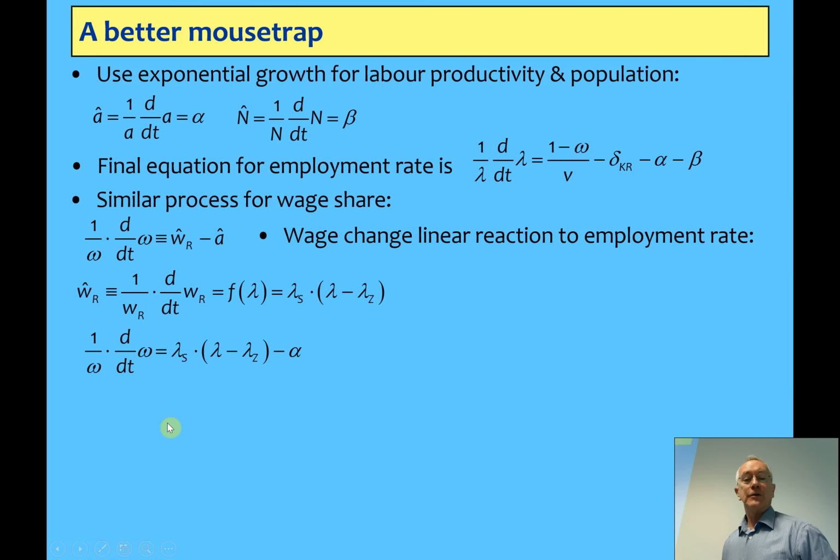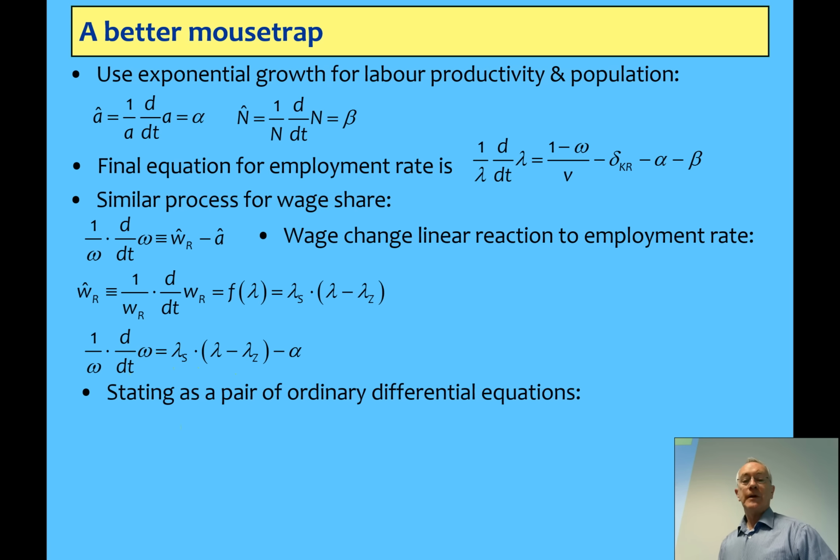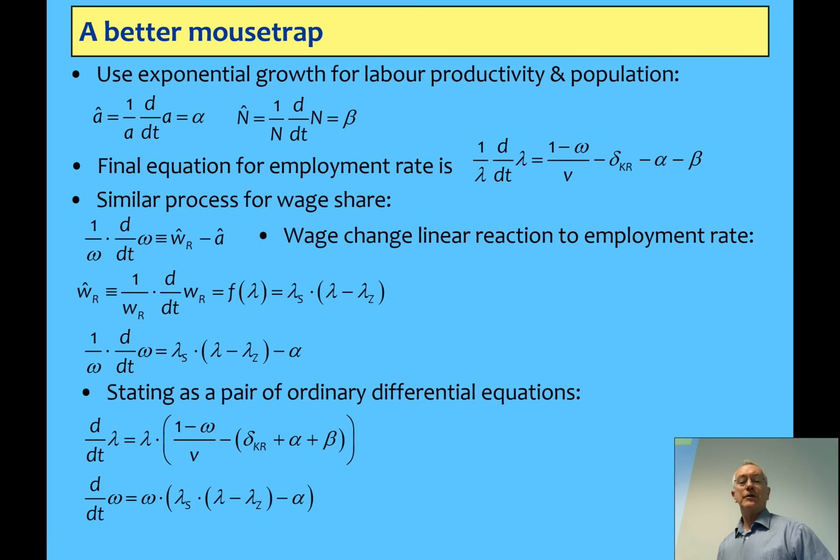So I can now substitute this and say there's my rate of growth of wages share of output. It's going to be the reaction that workers have to a gap between the actual employment rate and the rate at which they don't demand changes in wages. So as a pair of ordinary differential equations, we get this expression. I've now multiplied through by lambda, omega as well, and now you can see where the nonlinearity comes from. There is lambda multiplied by minus omega, and here you've got omega multiplied by lambda. And that's classic predator-prey structure. That's where it comes from.